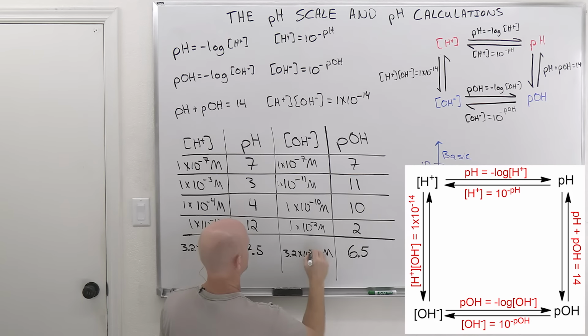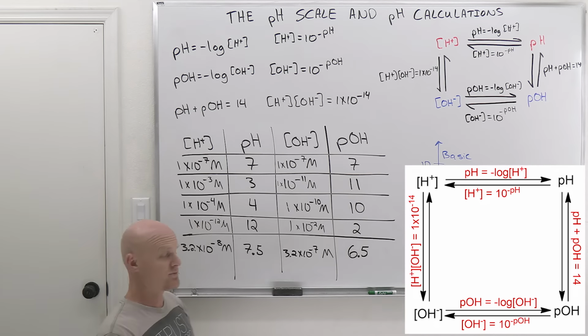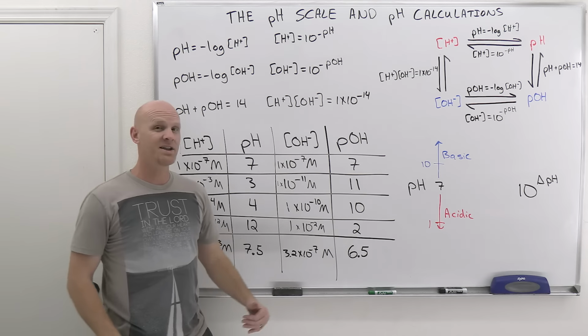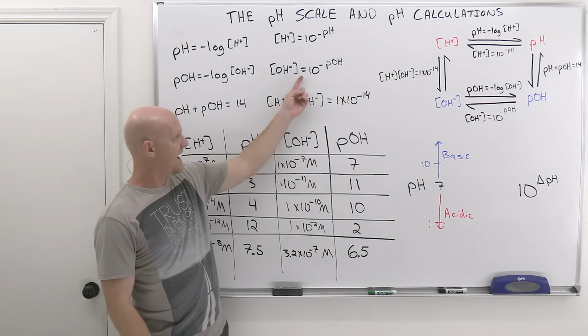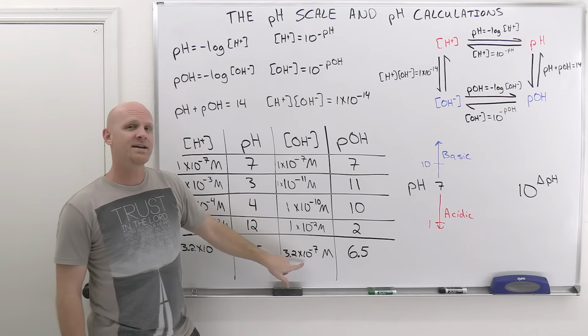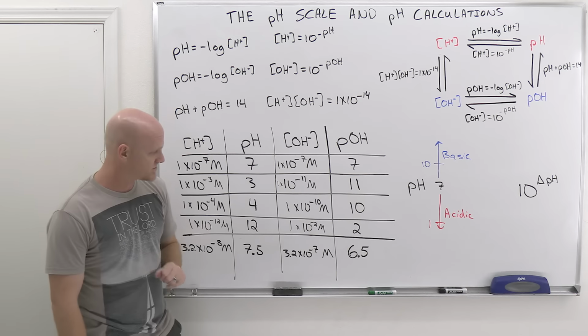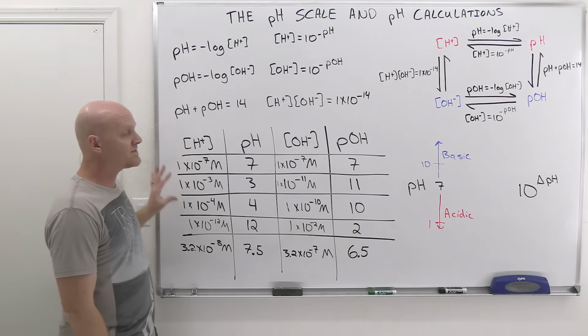3.2 times 10 to the negative 7 molar. And again, that's what I plugged into the calculator, though, that improper 10 to the negative 6.5. That's exactly what I put in my calculator. I just let my calculator express it in proper scientific notation. Cool, and now we've filled in this entire box.